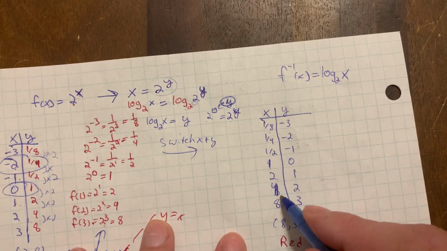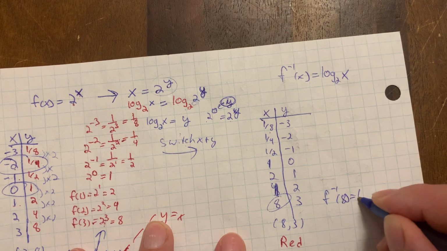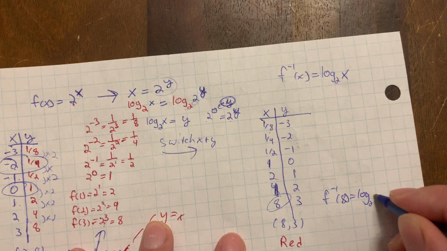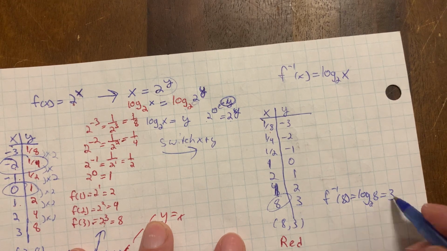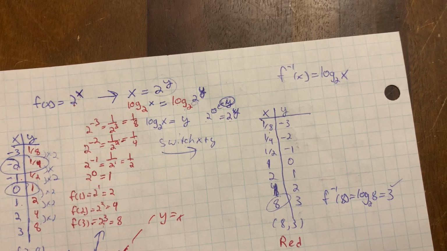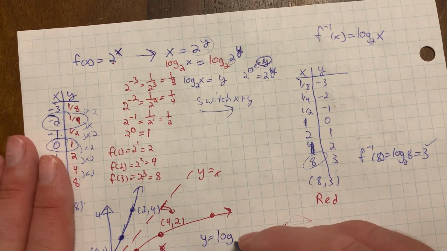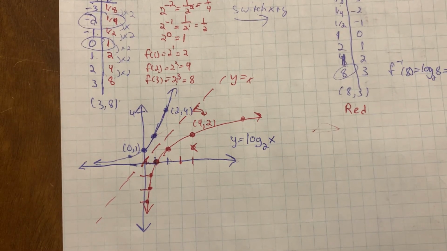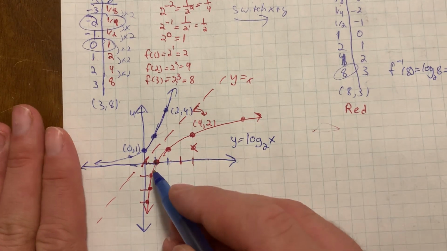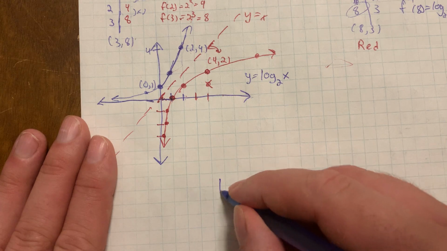For instance, if I take 8, f inverse of 8 means log base 2 of 8. 2 to what power gets us 8? And we can see the answer was 3. So this is our graph of y equals log base 2 of x. And this is kind of our last parent function we're going to have for a while. It is logarithm functions. We're going to just write the logarithm parent functions.